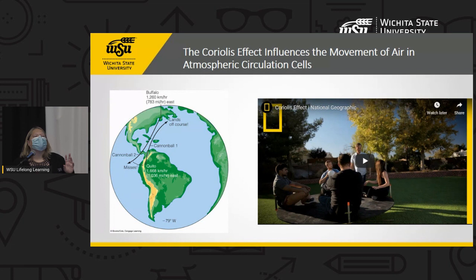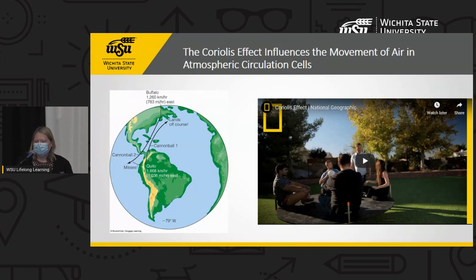The Earth is rotating on its axis. So while the missile is in the air, the Earth begins to rotate. The missile is still going straight, but it's an optical illusion that it's curving because the Earth has actually moved. It's rotated. So it's kind of a hard concept to conceptualize in your mind entirely.